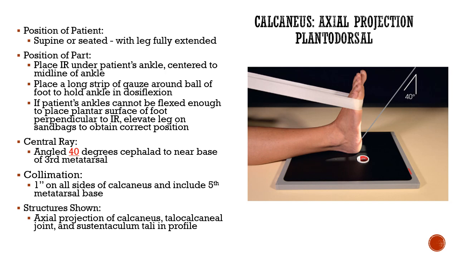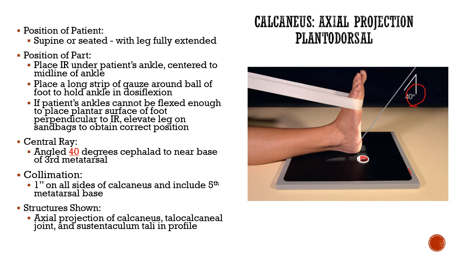We'd like to have a piece of gauze or preferably a Velcro strap or something around the foot to hold the ankle in dorsiflexion. If the ankle cannot be flexed enough, then we can elevate the leg on sandbags to correct the position. We're going to angle 40 degrees cephalad to near the base of the third metatarsal.